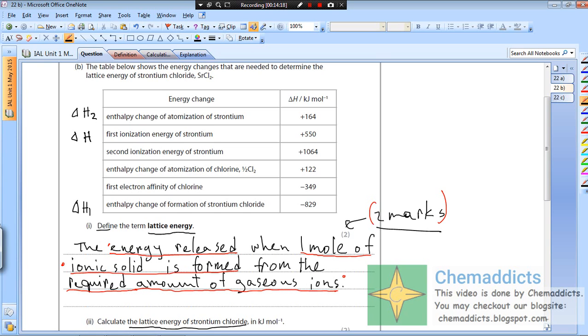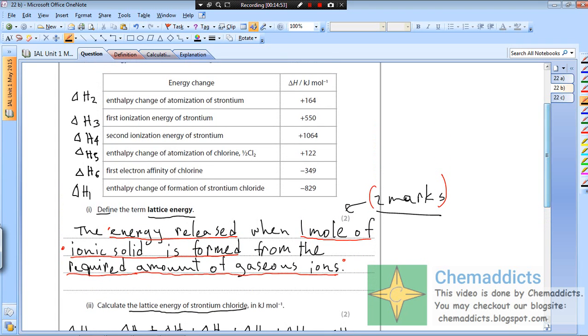Let me put the values over here from the diagram. So here del H3, then del H4, then enthalpy change of atomization of fluorine is del H5. This is del H5 and del H6. And del H7 is the lattice enthalpy that we need to find.